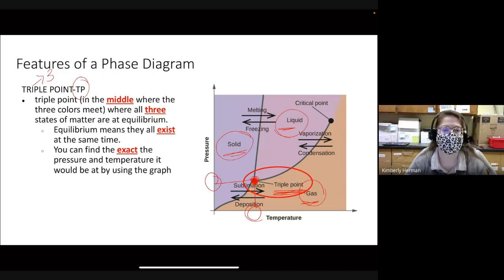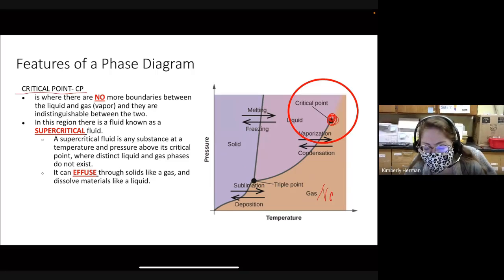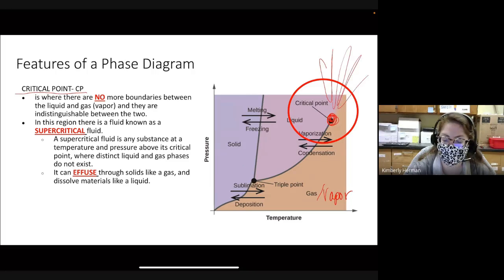So another feature of the phase diagram is going to be something known as the critical point, aka our CP. Now, our critical point is right at the top of the line between our liquid and our gas. And this critical point shows that there are no more boundaries between our liquid or gas slash vapor. So I'm even going to add that to my phase diagram right there. So after the critical point, you cannot distinguish between a liquid and a gas. And we would say this region over here is known as a supercritical fluid.